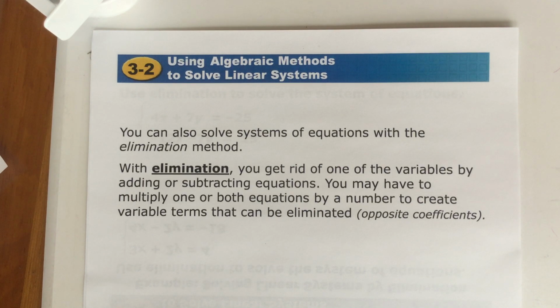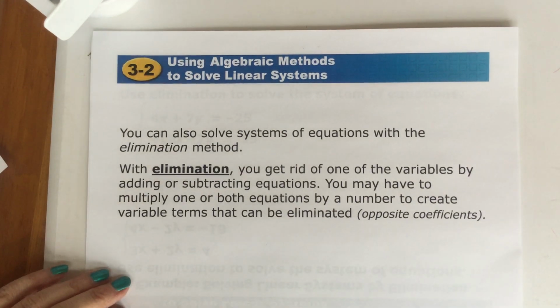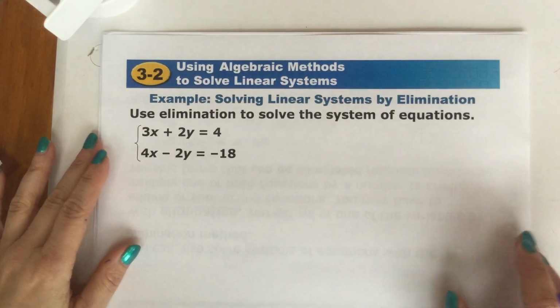So it's the number in front of a variable. For example, if I have positive 5x and a negative 5x, if I go to add them, they would cancel out because their value would be a 0. So with elimination, your goal is to be able to add the two equations together and cancel a variable.